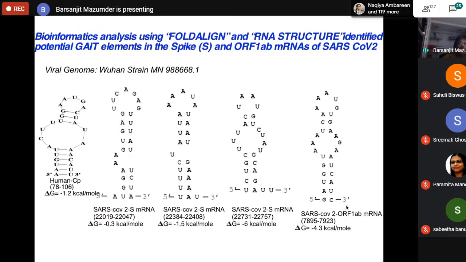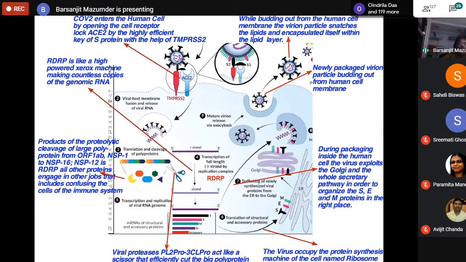In ORF1ab, we have found three GAIT elements in the SARS-CoV-2 mRNA, which have a folding homology but not sequence homology, which is the typical characteristic. But is it a real GAIT? This is again bioinformatic analysis. It doesn't make any sense unless we can test this. So is this S protein any sort of translation control? That's the question we'll be asking.